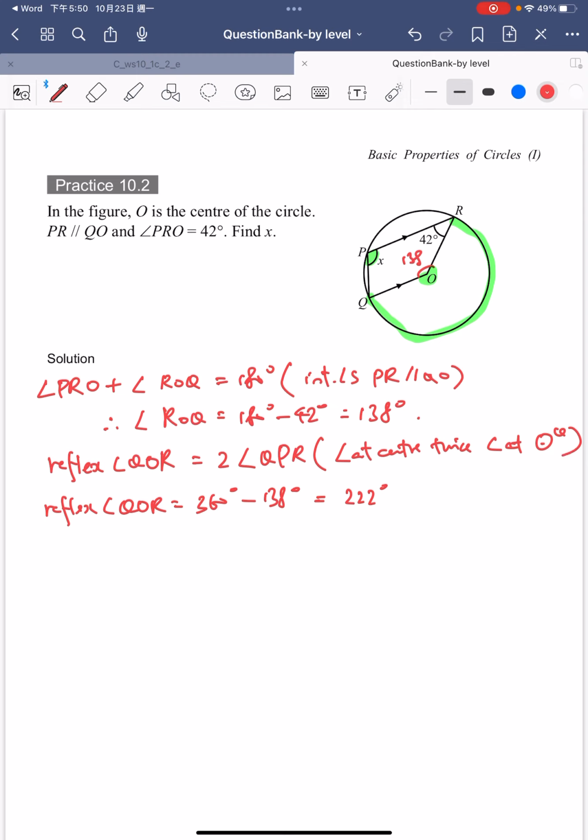So the reflex angle uses the 360 because the whole point is 360. We minus the 138 to get this reflex angle, so by using the angle at a point. Now we can use this formula again to find out the reflex angle QOR, which is equal to 2 times x, because angle QPR is actually the x. So we have 222 degrees equal to 2x, which means that x is equal to 111 degrees. So that's for this question.